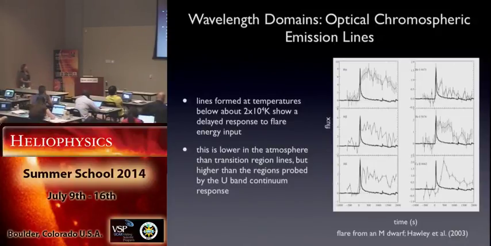Chromospheric emission lines are formed at temperatures below about 20,000 degrees, and these are formed during the so-called gradual phase of the flare. This is an example of another flare on an M dwarf where you can see flux with time for different chromospheric emission lines, and the thick black curve is that U-band continuum response, which is very fast, and the temporal behavior of these other emission lines is much more extended.